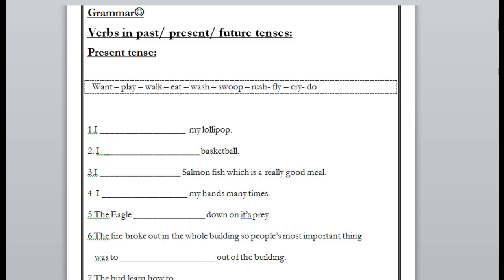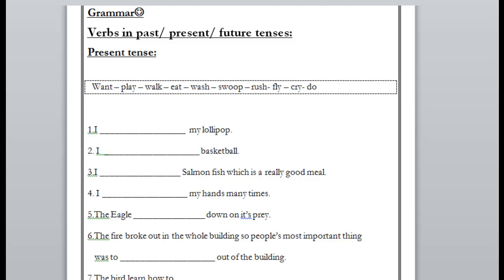For the past tense, we take the present verb without any kind of additions, even with he and she and it. We remove the s, like plays, hugs, talks, eats. This s, we remove it, okay? And add ed, like killed, filled, walked, strolled, wanted, cried, did, flied, rushed. You got it? These are examples of the past tense.